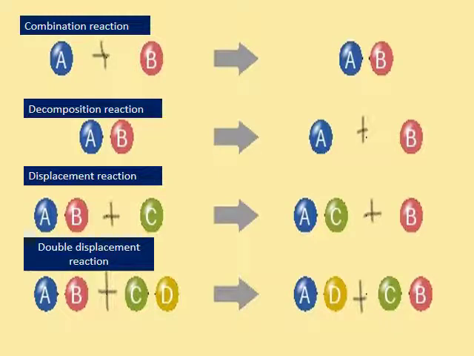Double displacement reaction, where you can see B and D are exchanging their places from the reactants AB and CD to form the new products AD and CB. Now let us understand these reactions one by one in detail.